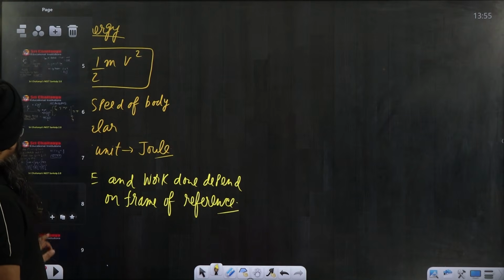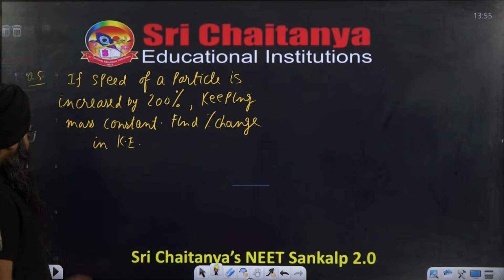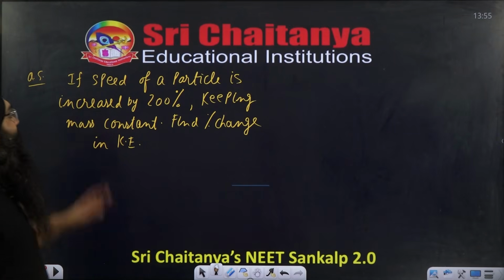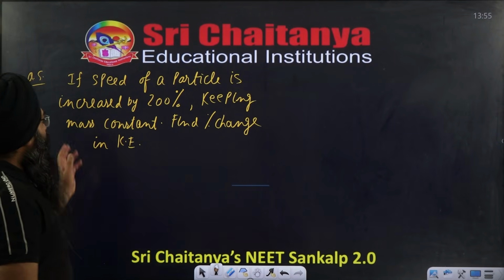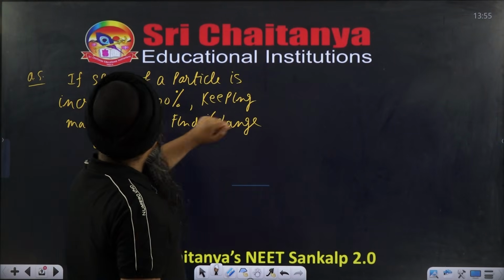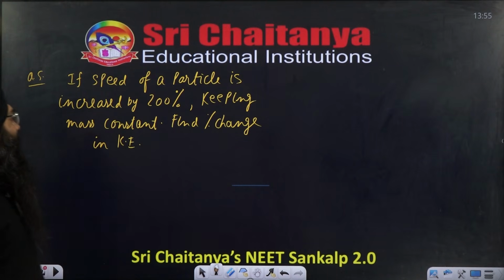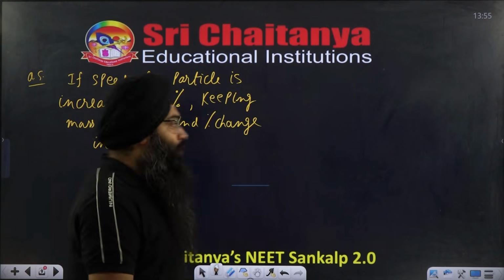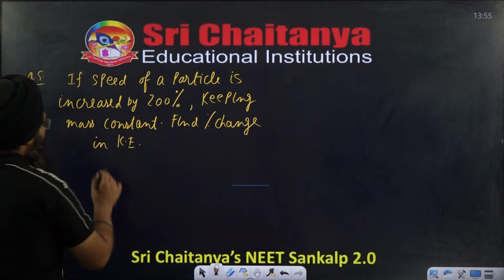So based on kinetic energy, there is a very famous, very common example. They will say that there is a particle moving with some speed v, and the speed of the particle is increased by 200%. Keeping the mass constant, what is the percentage change in kinetic energy? These types of questions normally come. How you will do it is very simple.